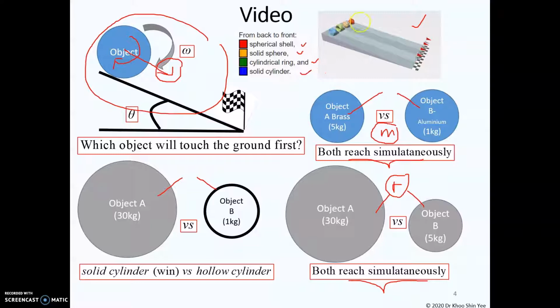From this result you can see the solid sphere reaches the ground faster compared to the other objects, and the cylindrical ring, or the hollow cylinder, reaches the ground slowest. So what is the secret of the solid sphere to win the race?